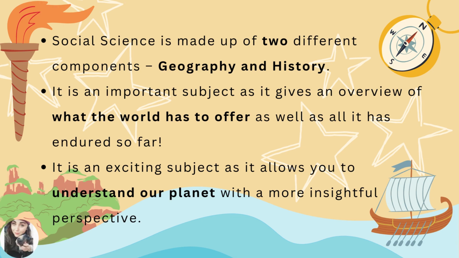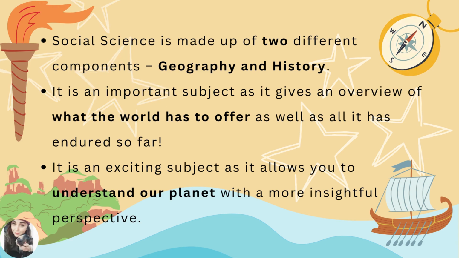Social science is made up of two different components, geography and history. It is an important subject as it gives an overview of what the world has to offer, as well as all it has endured so far. It is an exciting subject as it allows you to understand our planet with a more insightful perspective.